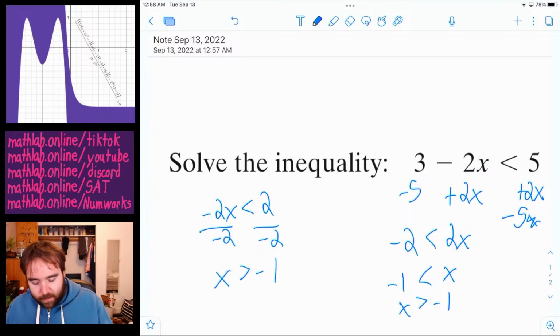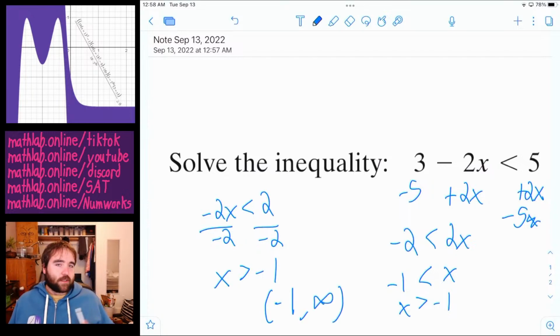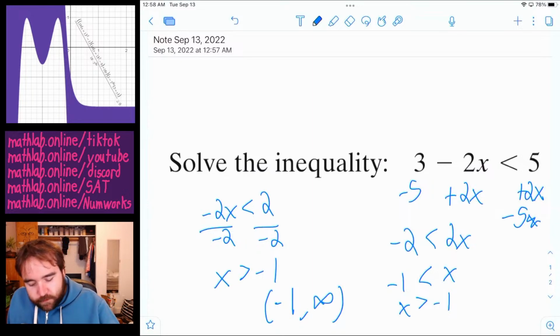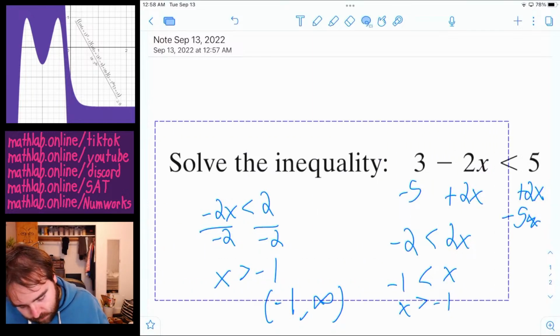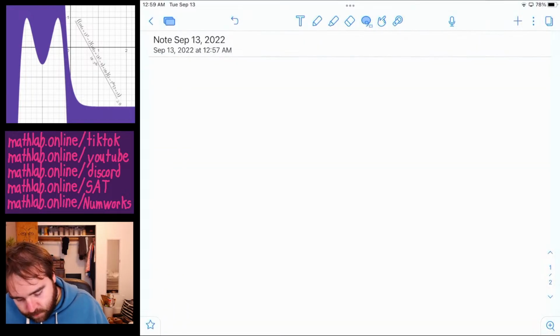And then the last thing might be nice, write it in interval notation. So we're saying x can be anything from negative 1 to infinity. But it can never actually be either of those things, so that's why we've got parentheses. All right, good stuff, good stuff. So let's toss her. That's one down.